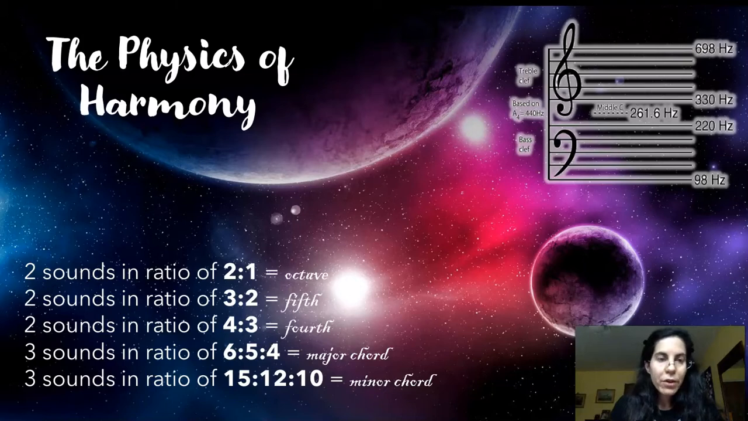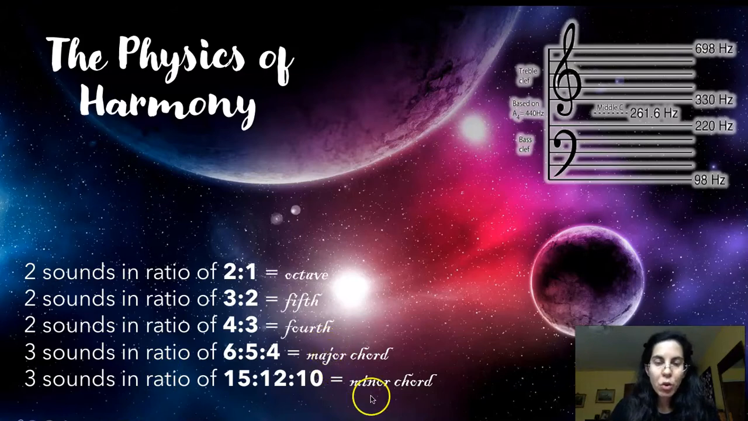The mathematical patterns in Western harmony are there because your brain likes integers. 1, 2, 3, you know what's coming next. 4, 3, 4, you know what's coming next. 5. Two sounds in a ratio of 2 to 1 make an octave. La, la. Two sounds in a ratio of 3 to 2 make a fifth. La, la, la, la, la. Two sounds in a ratio of 4 to 3 make a four. La, la, la, la.